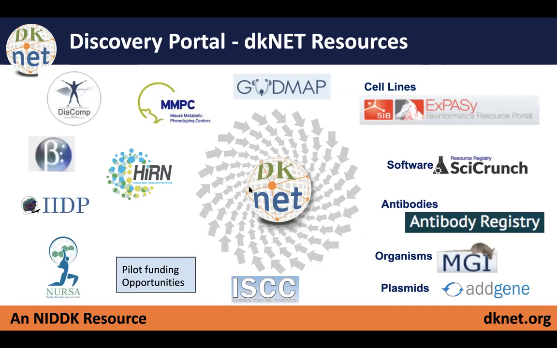One of the key things that we're doing is that, within the DK community, we've been aggregating information from DK specific resources. So, information, for example, with HERN in terms of human islets, the mouse metabolic phenotyping centers, the beta cell consortium, and the like.